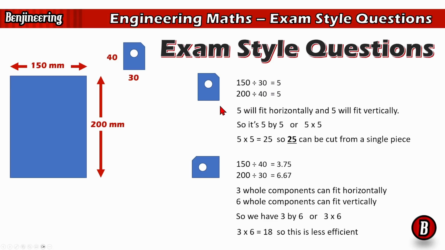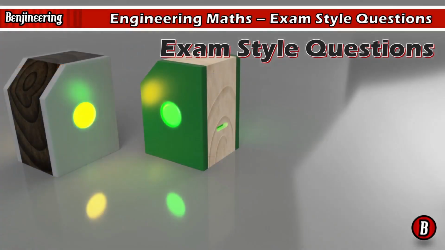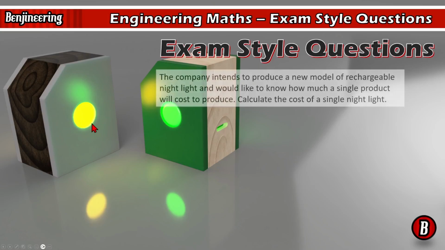Okay, right, so I want to do one more, I think. This one, here we go. So those random pieces of plastic that we just looked at, they're being used to make a nightlight. The most amazing nightlight you've ever seen. So the company intends to produce a new model of rechargeable nightlight and would like to know how much a single product will cost to produce. So calculate the cost of a single nightlight.